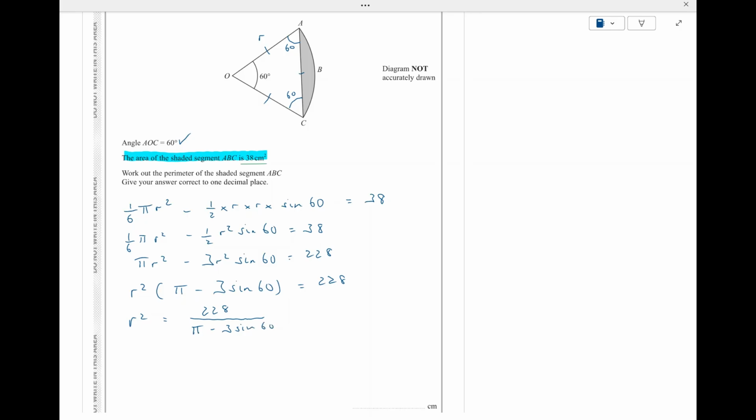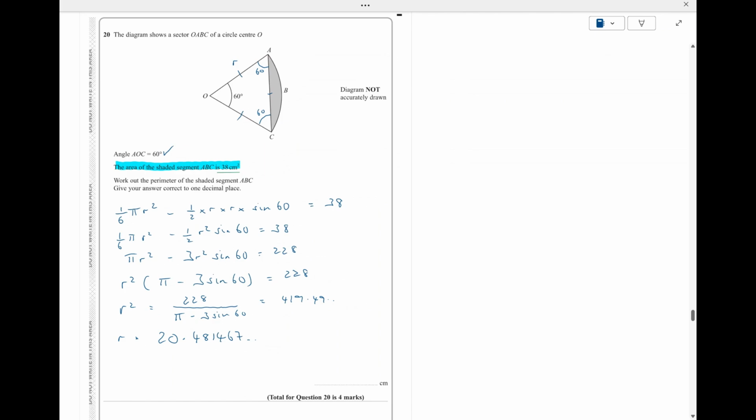Let's work that out. 228 over pi minus 3 times sine 60 equals, that gives me an r squared of 419.49 and so on. And so r is the square root of that. So r is 20.481467. Now I've written down enough decimal places so as not to induce a rounding error. Okay. Now let's go back to the question.